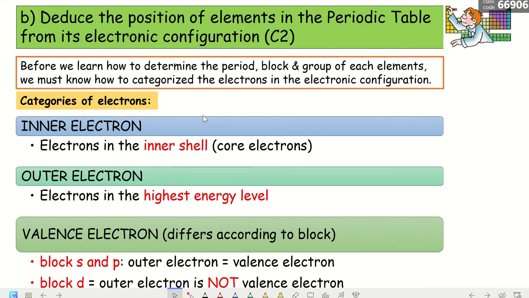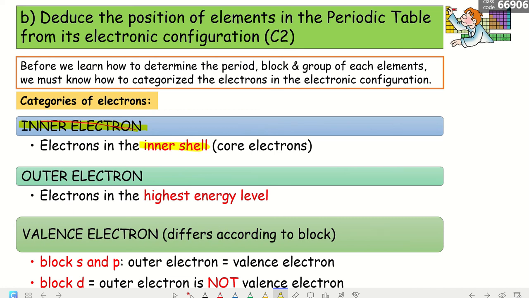These are the important things you need to know in order to be able to arrange elements correctly into their correct position in the periodic table. You must know how to determine the categories of electrons. How many categories of electron are there? We can classify electrons into 3 groups. The first one is called inner electron. Inner means dalam. So inner electrons are electrons in the inner shell, or core shell, core electrons.